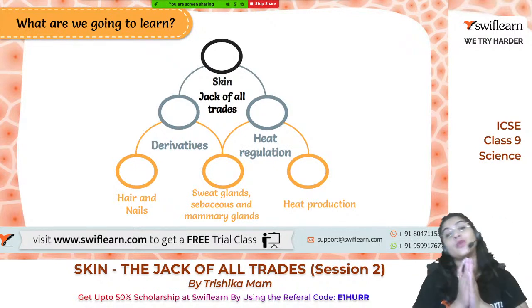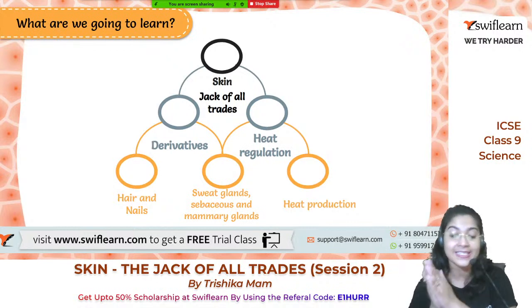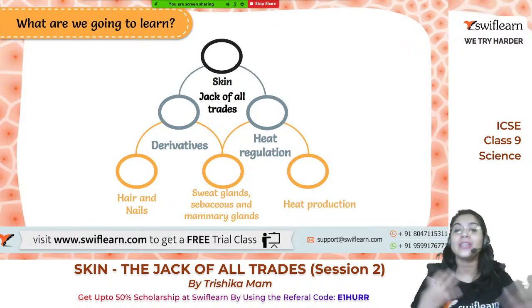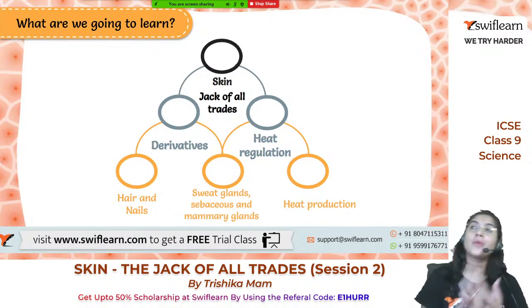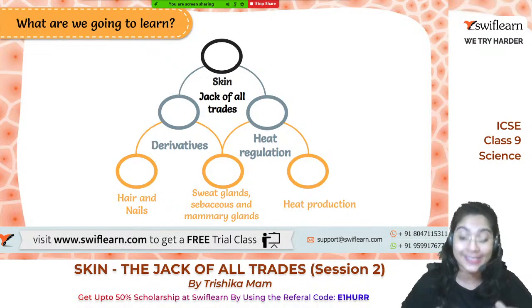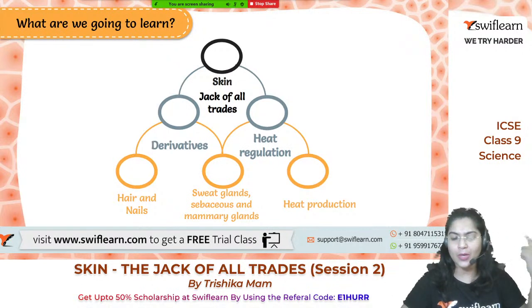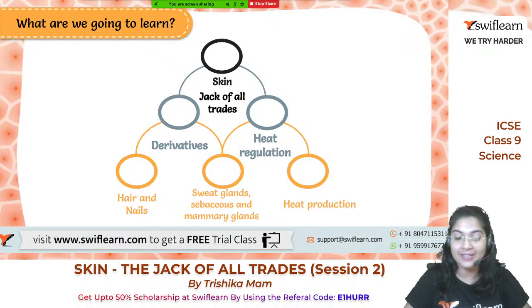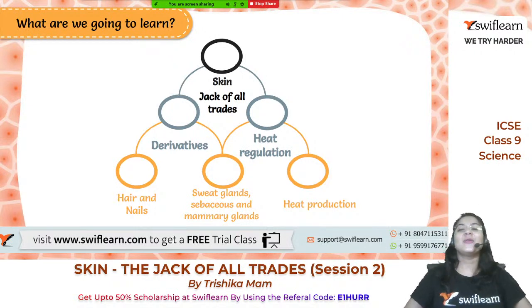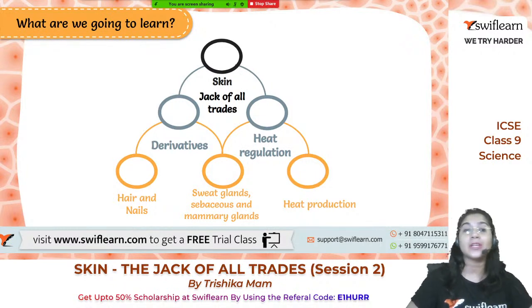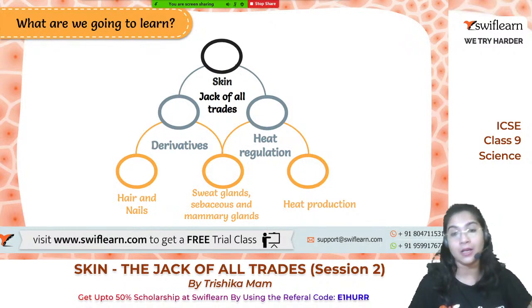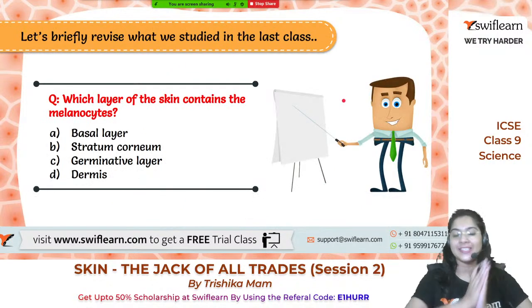And then we will move on to heat regulation, that is how our skin helps in regulating the heat. How does heat production take place within our body, and how is our body's constant temperature maintained? Can anybody tell me the normal temperature of a human being? Let me see who can give me the correct answer in the chat box. So how this temperature is maintained within our body and what is the role of the skin in this function, we will mainly study in today's session.